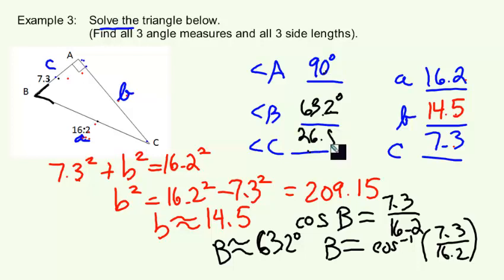And you can double check your work. Again, the shortest side should be across from the smallest angle. The middle length side should be across from the middle measured angle. And the longest side should be across from the greatest angle measure, which all these are.